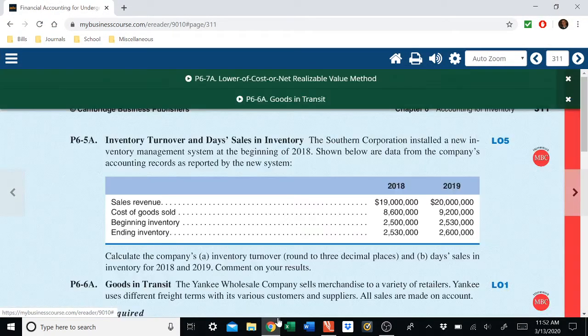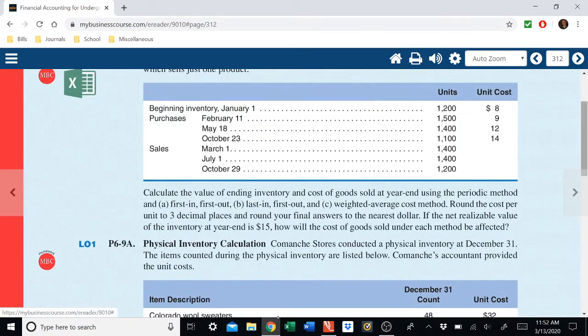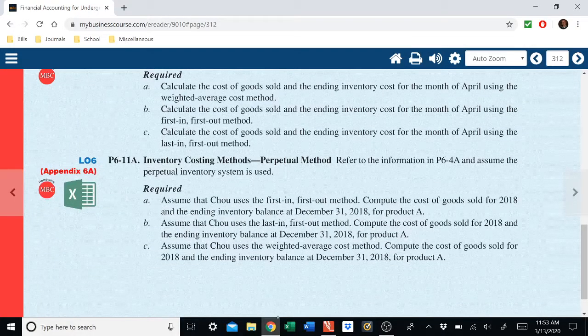Continuing on from the previous video, we are going to work problem 6-11A, which is just the same problem we were doing. It's problem 6-4A, but assume the company uses a perpetual inventory system. And we're only doing parts A through C. There's no part D.